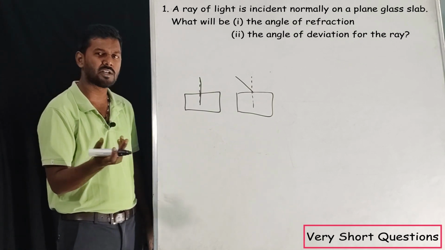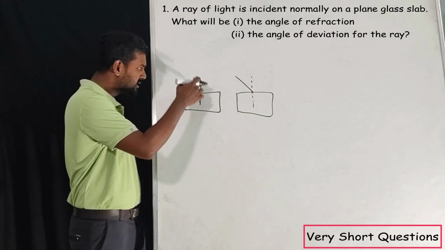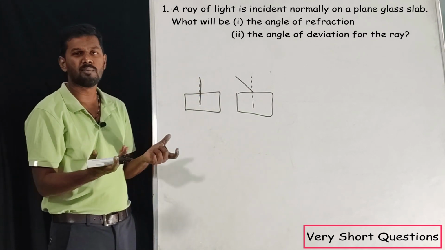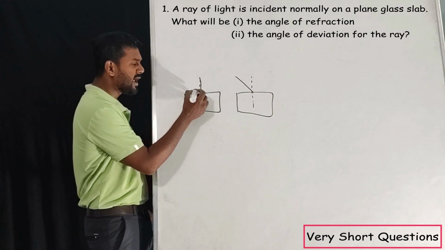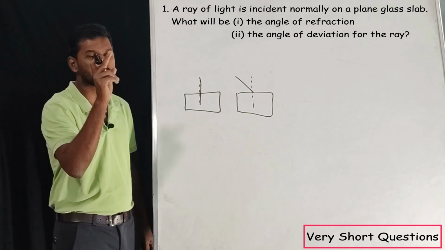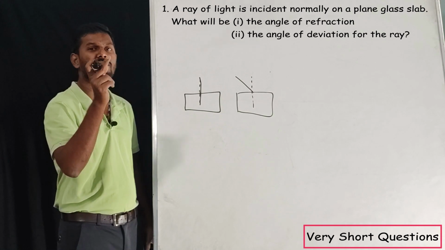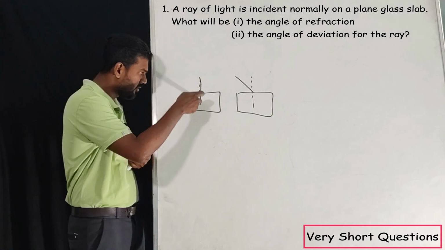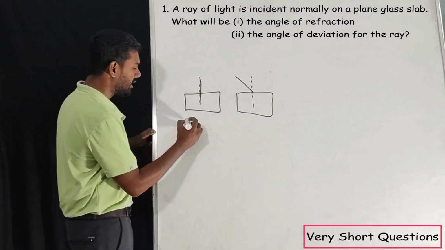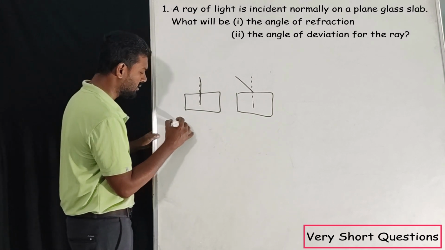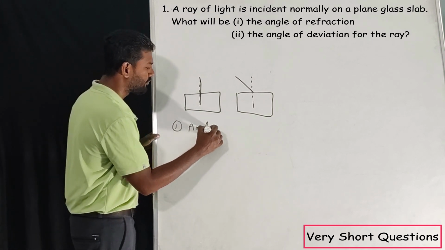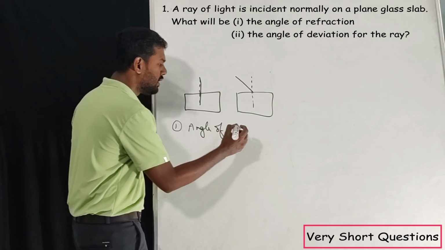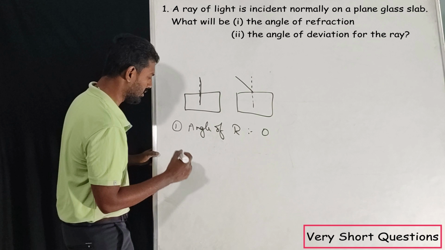What do you mean by angle of incidence? The angle between the incident ray and the normal. If both are on the same line, then the angle between them will be 0. So the angle of incidence will be 0, but that is not the question. They are asking for angle of refraction and angle of deviation. If the angle of incidence is 0, then the angle of refraction, I'll write it as R, will also be 0.